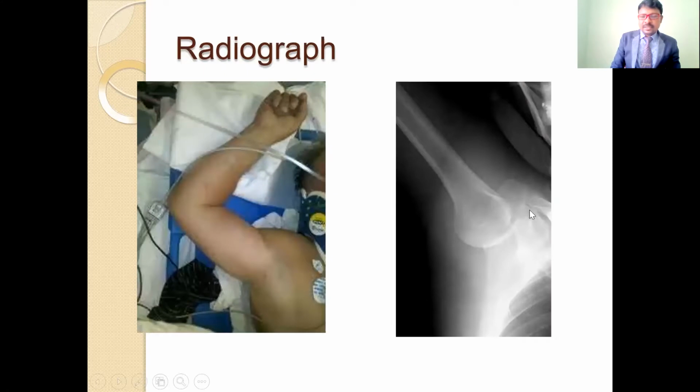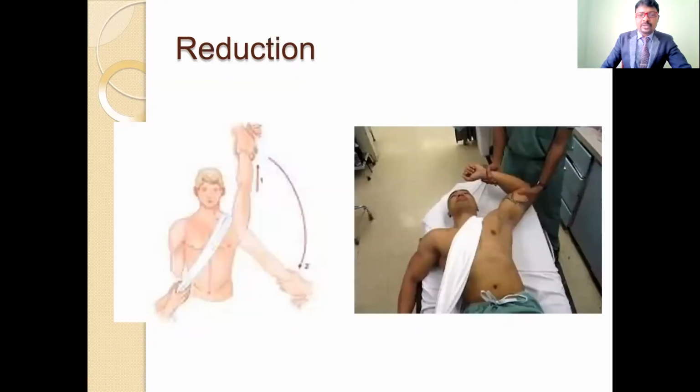In this condition, the head of the humerus goes inferiorly. The glenoid cavity, or glenoid fossa, stays superiorly, and the head of the humerus comes downwards, that is, inferiorly. Because of this, there may be compression of the surrounding structures, and also axillary nerve injury and axillary artery injury. These are the common complications in inferior dislocation of the shoulder.